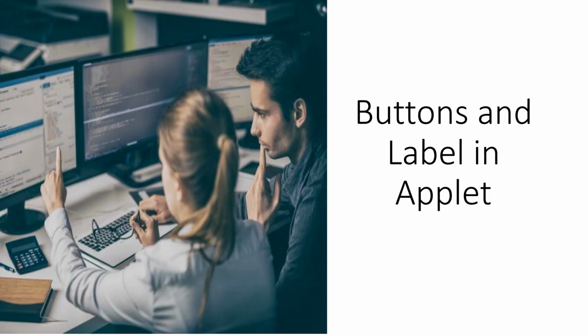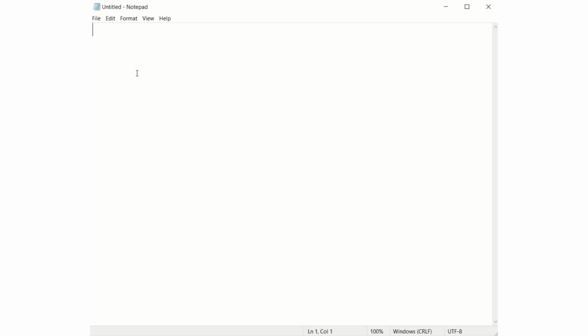In this video, we learn how to create a button and label in applet with a simple program. Now we are creating a sample applet program containing a button and label. Import java.applet.* for creating the applet program.